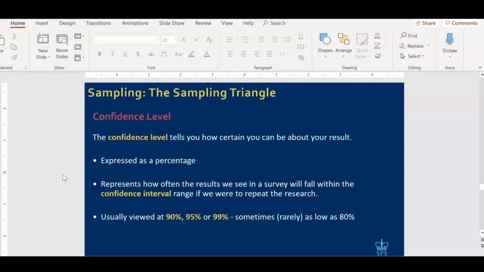So if we're using a confidence interval, say of 90%, if we conducted our research using the same questionnaire and the same methodology and the same sample size, 9 out of 10 of those surveys we'd be confident would give us the same identical results. If we went to a 95% level, you would get the same numbers 95% of the times.